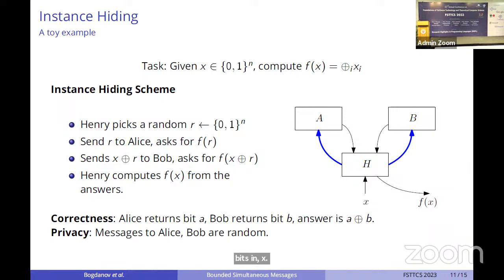Okay, and privacy is guaranteed because the set of messages that are sent to Alice is completely random, and the set of messages that are sent to Bob are a shift of a random string, which in turn is also random. So hopefully that makes the instance hiding setup clear.